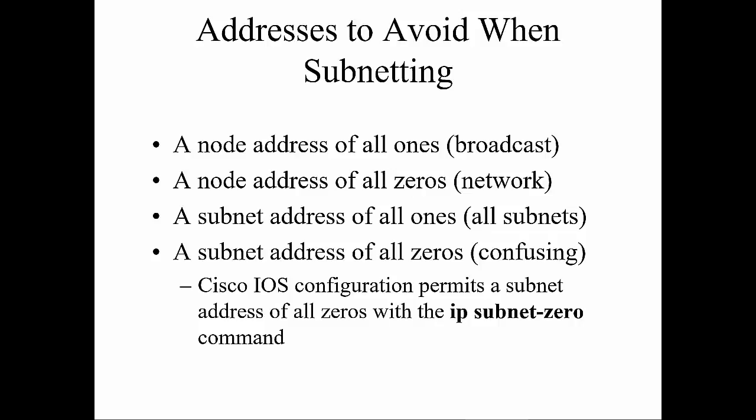If we're talking about the subnet portion, if the address is all ones, that's all the subnets. If it's all zeros, it's confusing. The addressing for IPv4 is not always the most straightforward, so normally we're not really worried about the subnet portion. We're really worried about the node addressing: broadcasts, networks, versus usable addresses. Again, I'm going to be posting subnetting videos here shortly. If you need a refresher on subnetting, check out those videos.